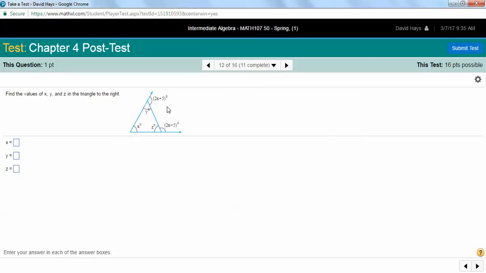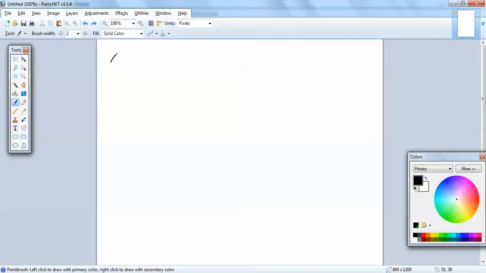Find the values of x, y, and z in a triangle to the right. This I have to remember some of my rules about triangles. One of them I know is that all the angles inside add up to 180, which would tell us that x plus y plus z is equal to 180.